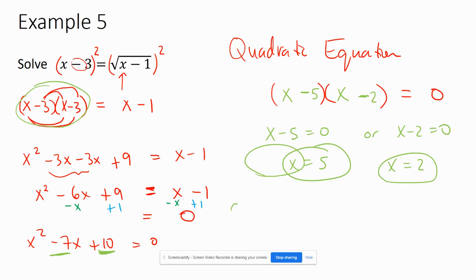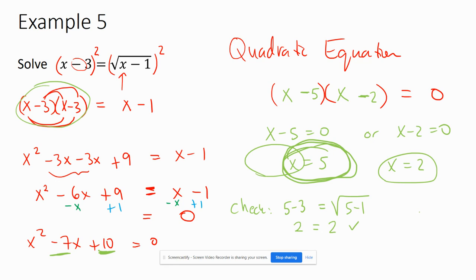So when we check x equals 5, that means we just plug in 5 minus 3, and then there's a square root on the right. So we have to do square root of 5 minus 1. 5 minus 3 is 2. Square root of 5 minus 1 is 4. Square root of 4 is 2. So it works. x equals 5, definitely.